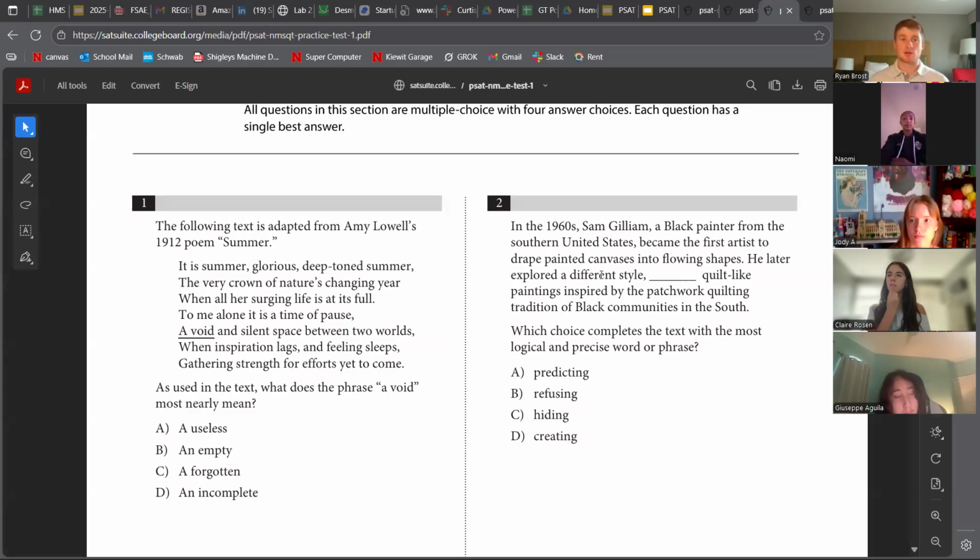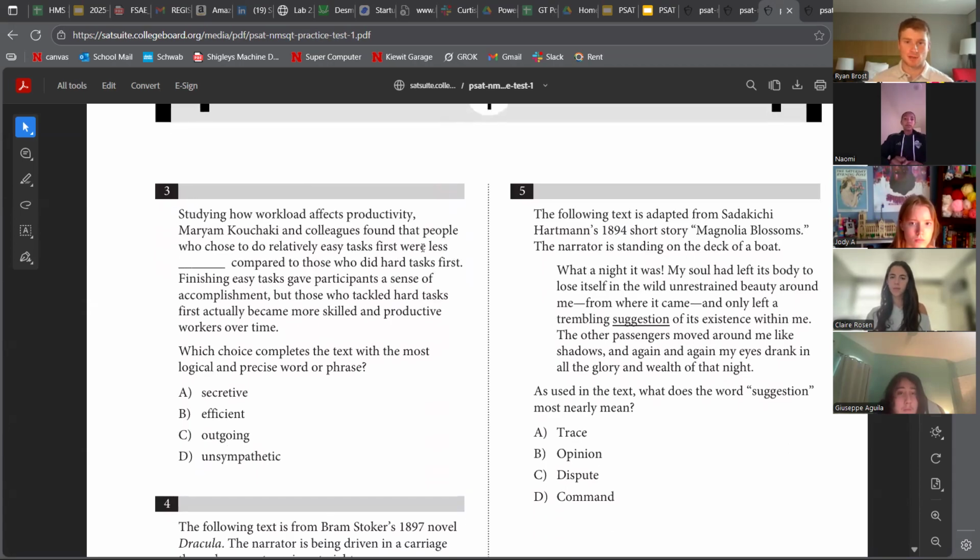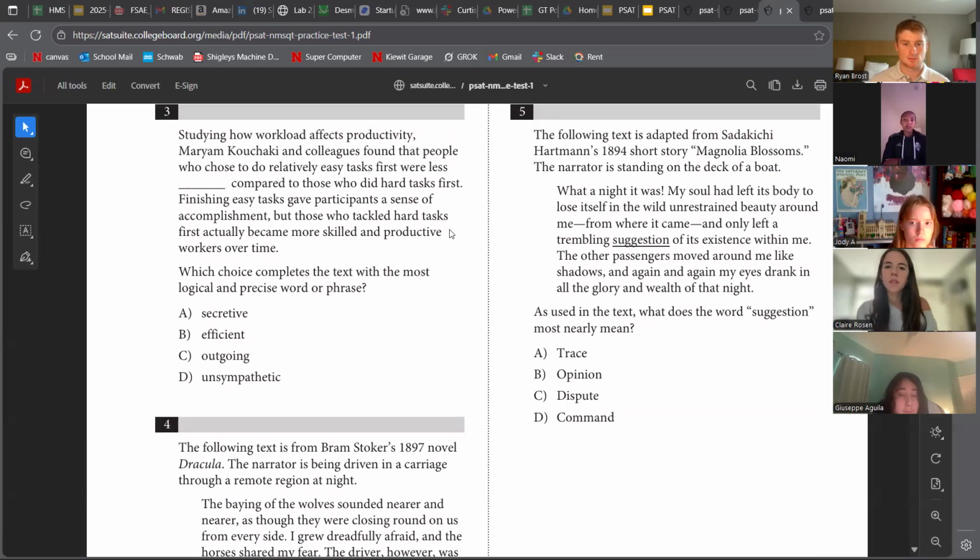But also, you can see here that on this PSAT, unlike some other standardized tests, they group question types together. So this is asking about word choice. This is asking about word choice. They group those similar question types together, which is pretty helpful because it keeps your mind in that frame of thinking, like what to be looking for. So yeah. Okay, three.